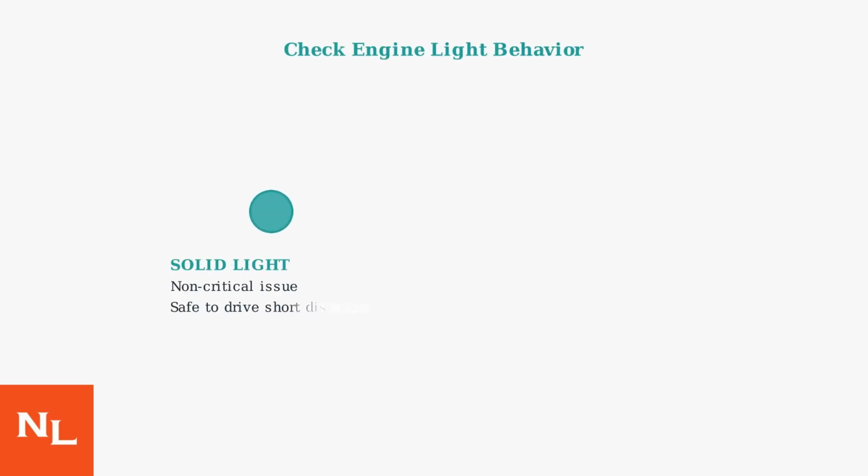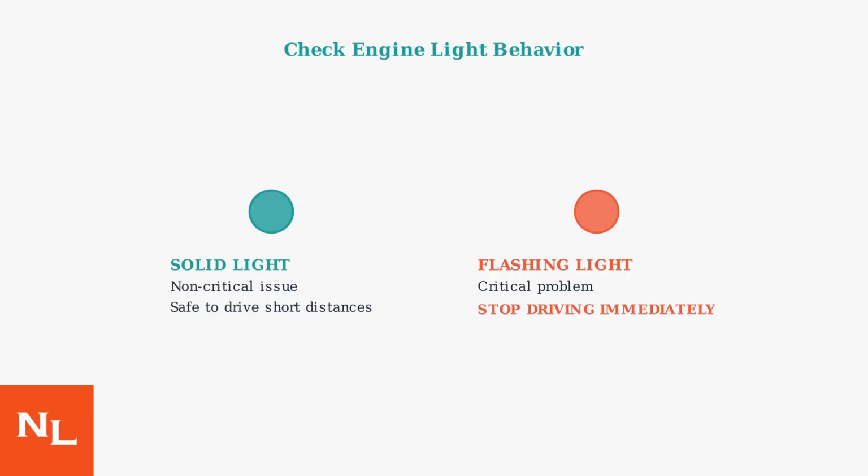Understanding the behavior of your check engine light is crucial. A solid light typically indicates a non-critical issue that allows you to drive short distances safely. However, a flashing light signals a critical problem that requires you to stop driving immediately to prevent serious engine damage.